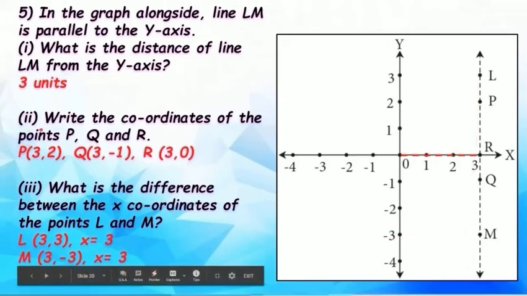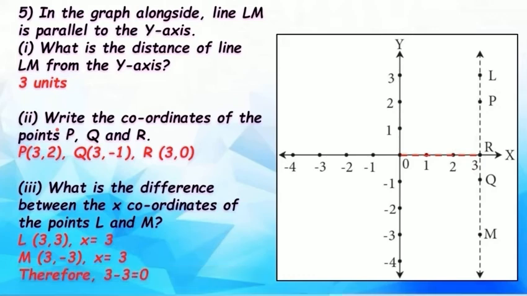Next question says, write the coordinates of the points P, Q, and R. So if you observe, point P is here. So this point P intersects the x-axis at point 3 and it intersects the y-axis at point 2. So the coordinates of point P are with x coordinate as 3 and y coordinate as 2.